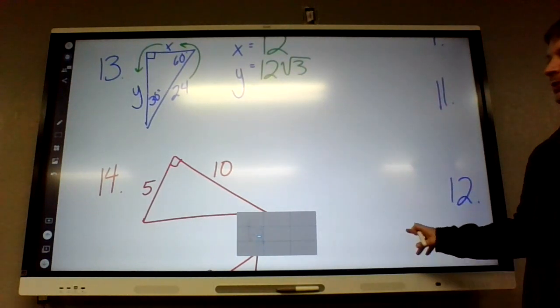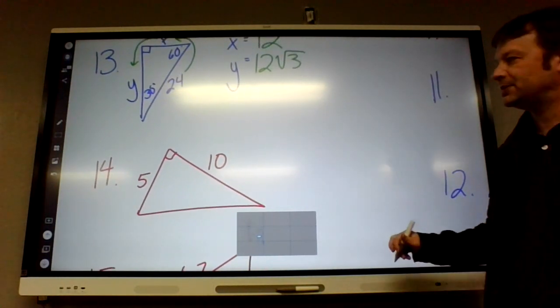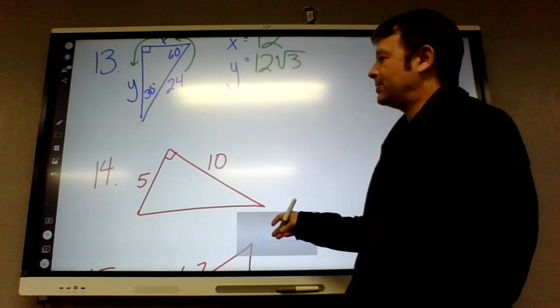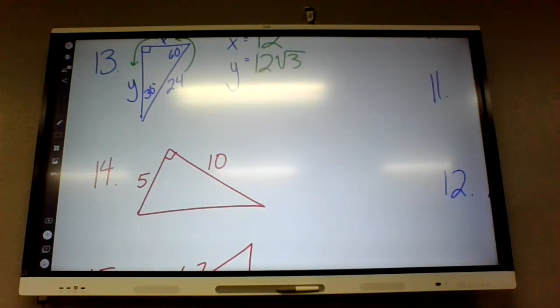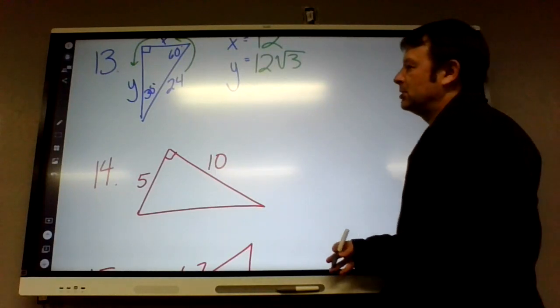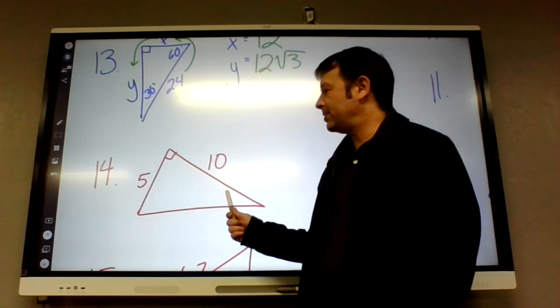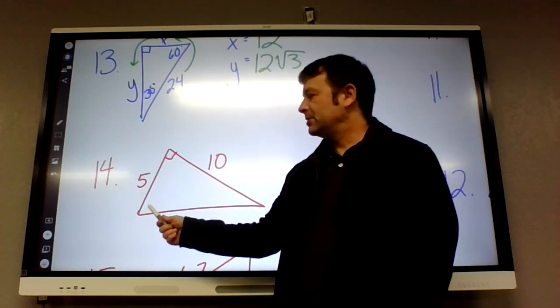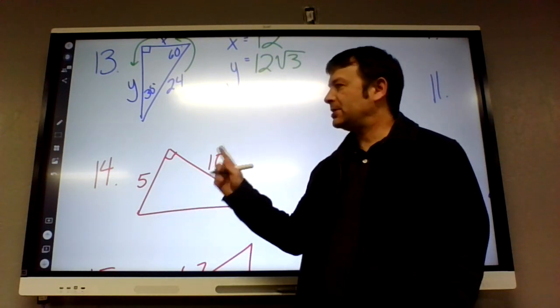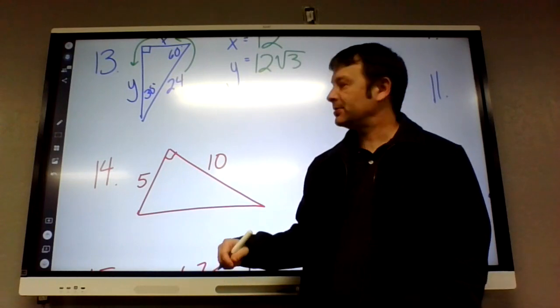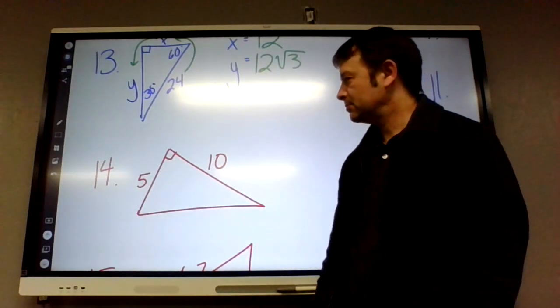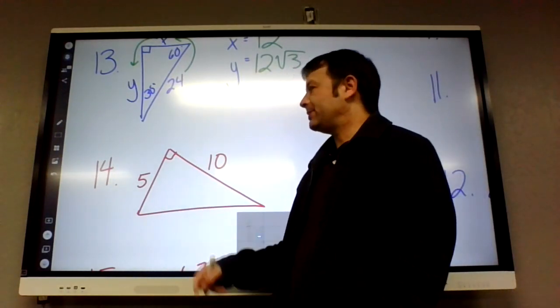Okay, number 14 is just find the missing side of the triangle. So what would we have to do on that one? Is it a special triangle? It's not a special triangle. They don't tell you any of the angles. Wait, what's the special triangle again? 30, 60, 90, 45, 45, 90. Oh, okay. So it is one of those, but we don't know yet. So how do we find the missing side?